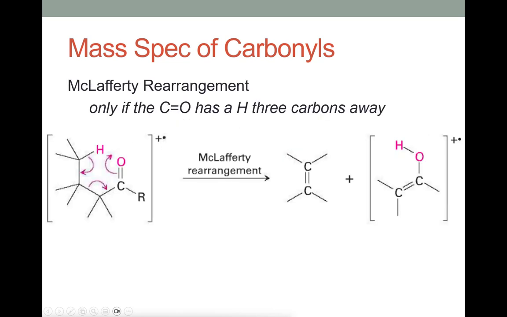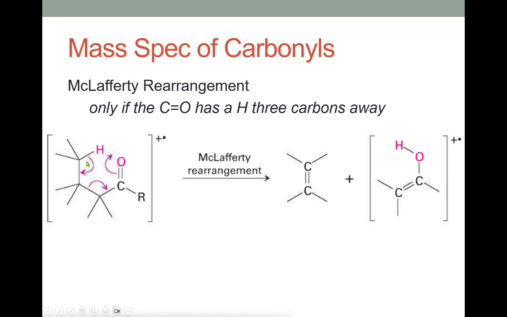The McLafferty rearrangement only is relevant if the carbonyl has a hydrogen on the third carbon away. So looking at our generic structure here, there's our carbonyl carbon. This could be an aldehyde or a ketone. I go 1, 2, 3 carbons away. This carbon has to have at least one hydrogen. Why is that important? Well, because it lets me form this sort of pseudo six-membered ring geometry.